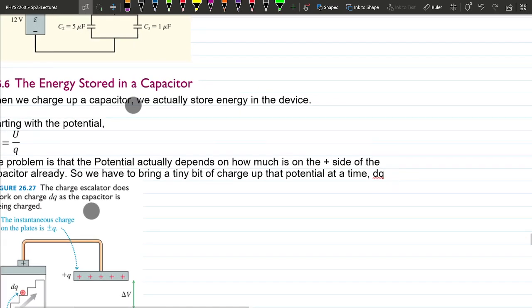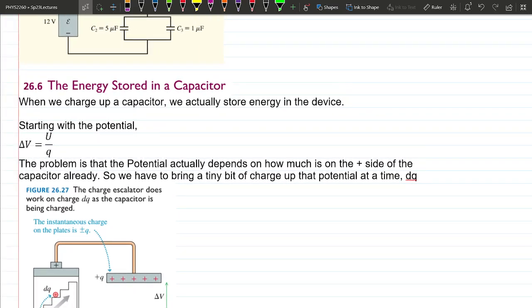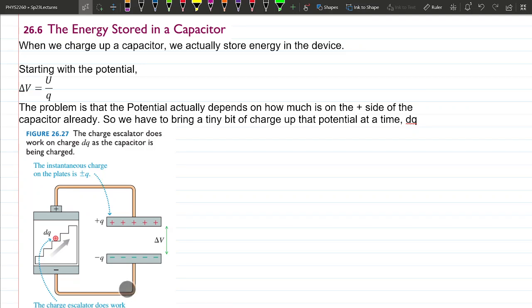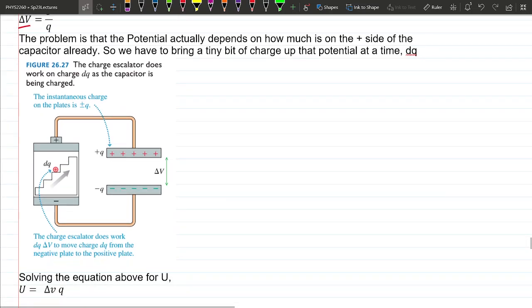So before we can talk about the stuff that we're going to put between the capacitor plates, we have to talk about what is the energy that is stored in between these capacitors. Remember, when you put charges next to each other, you're storing energy. So let's start off with the fact that the change in voltage across anything is just the electric potential energy divided by how much charge you have. U over Q tells you what is the voltage.